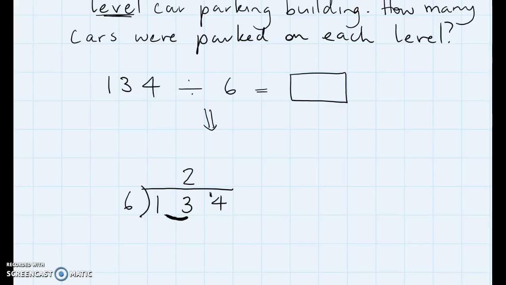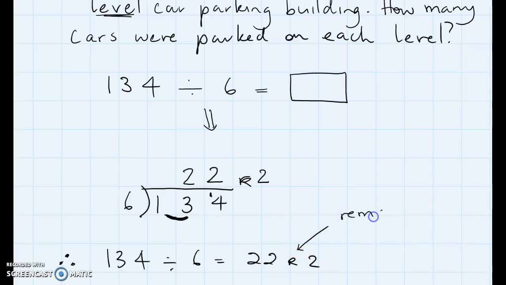Next number. How many 6 can go into 14? Same thing. 2, because I know 6 times 2 is 12. But there's remainder 3... I mean, remainder 2. So therefore, 134 divided by 6 equals 22 cars per level, and then there's the extra 2, remainder 2. Okay, that means remainder.